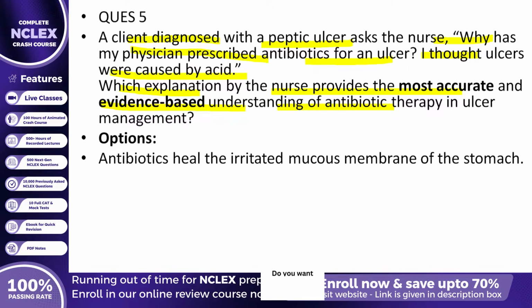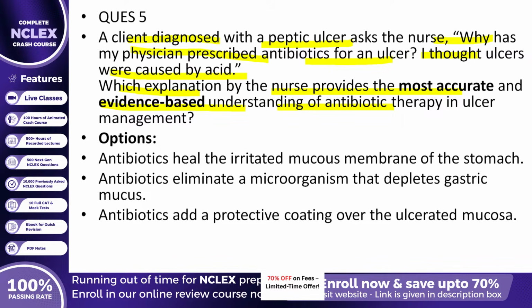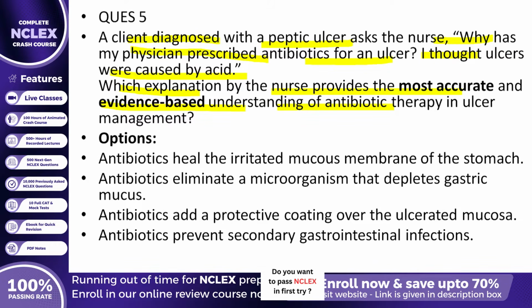Option A suggests that antibiotics heal the irritated mucous membrane of the stomach. Option B states that antibiotics eliminate a microorganism that depletes gastric mucus. Option C mentions that antibiotics add a protective coating over the ulcerated mucosa. Option D explains that antibiotics prevent secondary gastrointestinal infections.